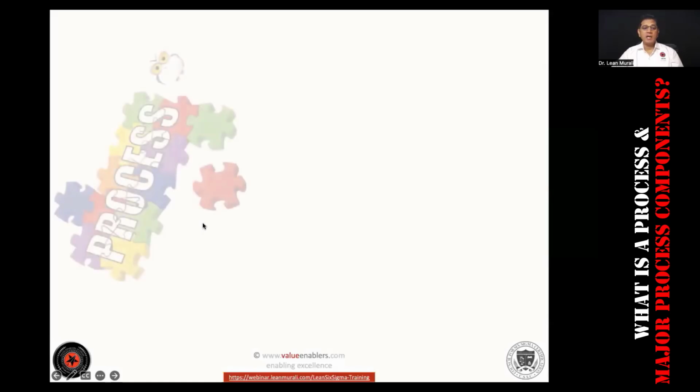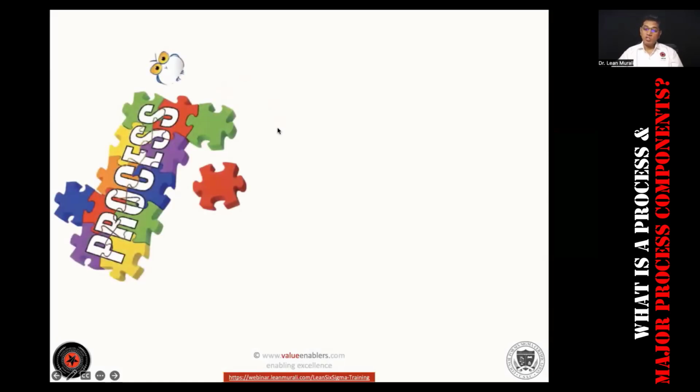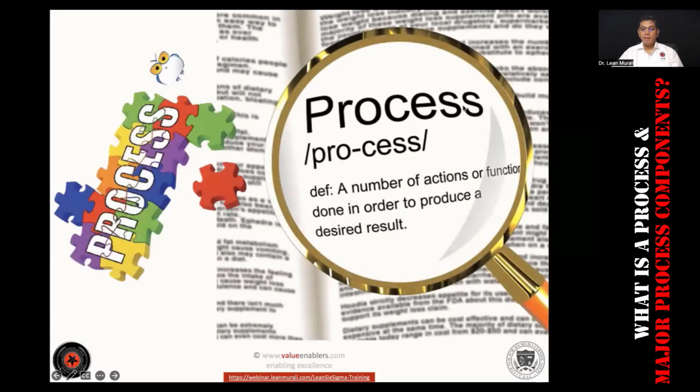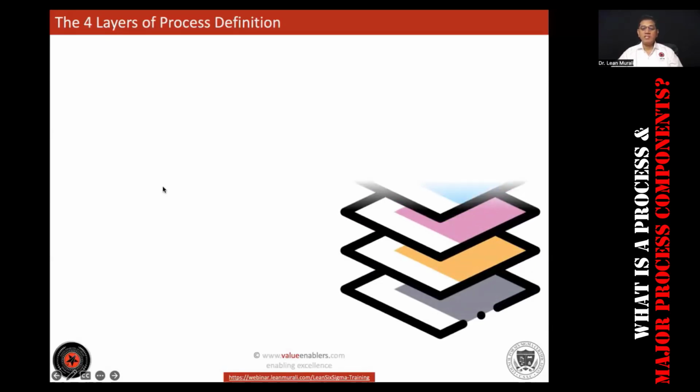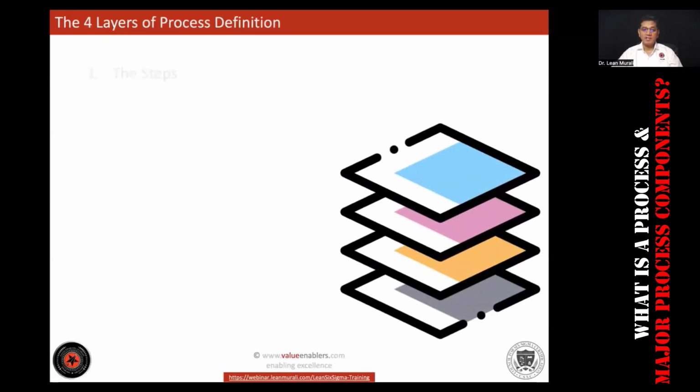All right, next, if you see the process definition in the dictionary, it says a number of actions or functions done in order, or steps, in order to produce a desired result. So there are 4 layers of process definition. The 4 layers are like this.